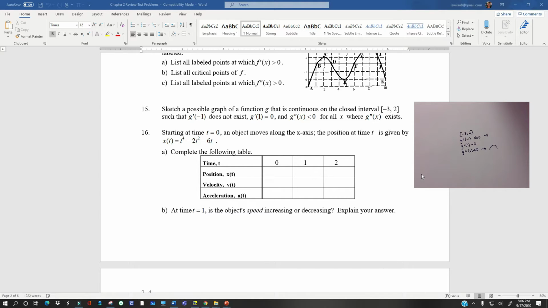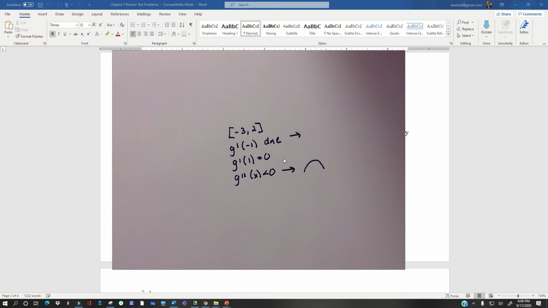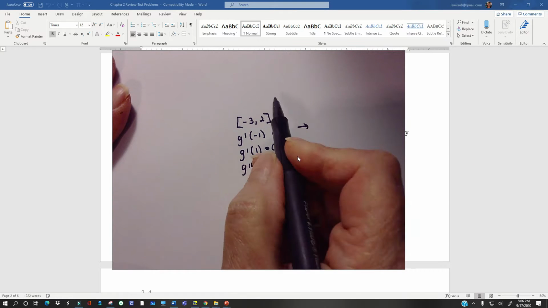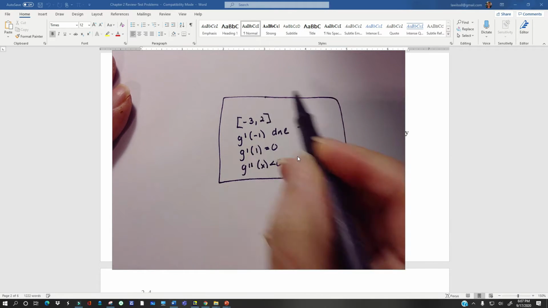So I'm getting little clues in here. But again, I can't draw, so this is going to be no easy task. So let's make this big. And these are the characteristics of the function g that they want me to graph.